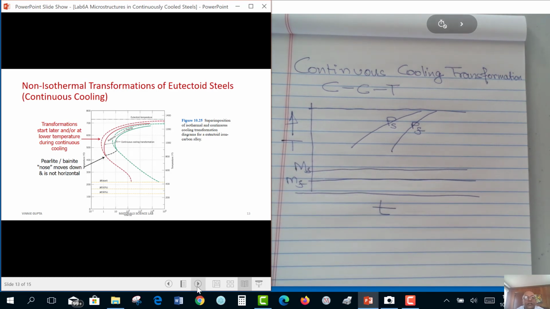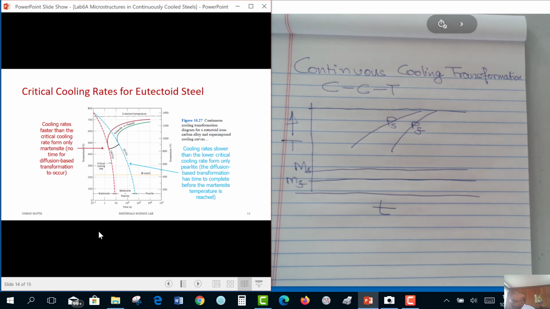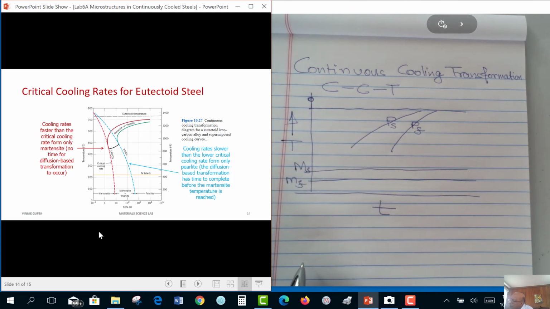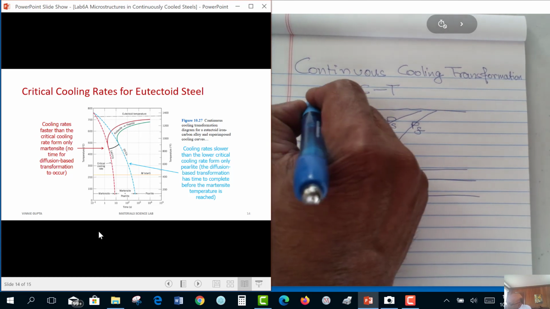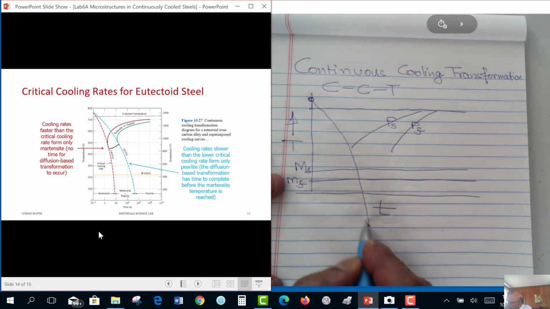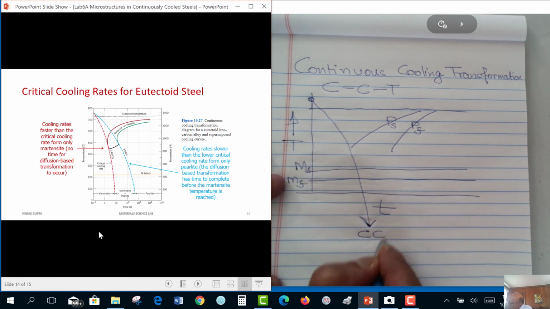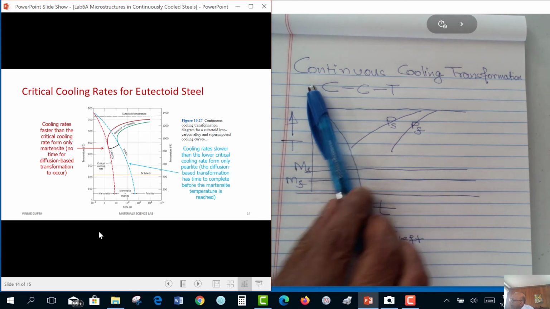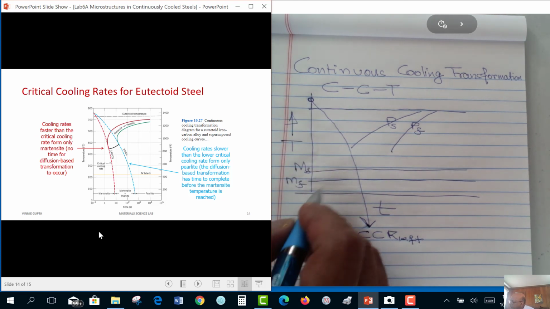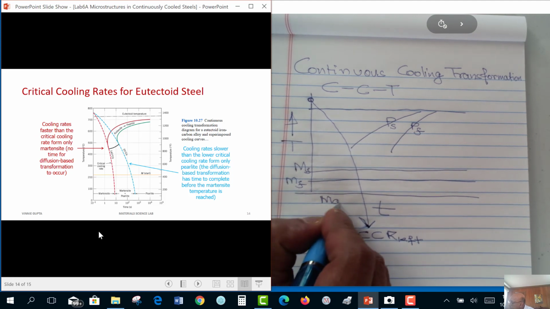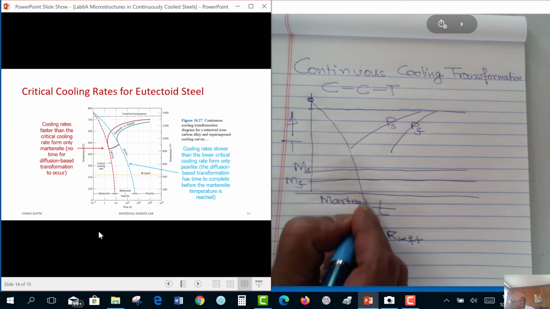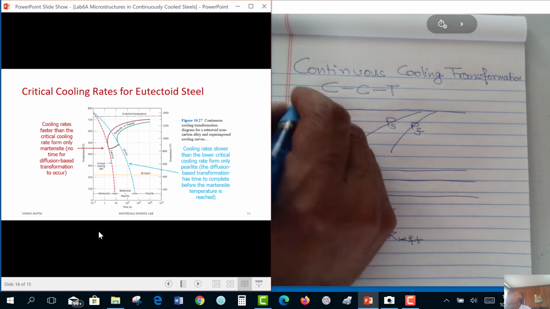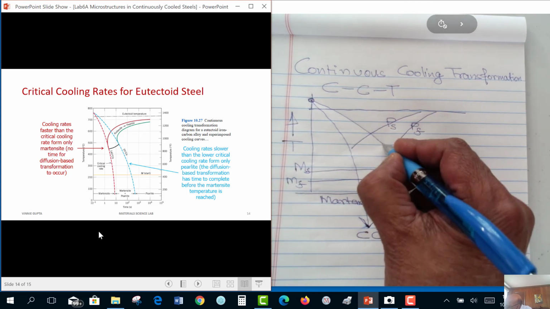Okay, so let's see why we need only the top half of the C. Let's suppose we have austenite at this temperature and we are cooling. Then there are two critical cooling rates. One is this critical cooling rate on the left. If we cool any faster than this rate, we will always form martensite. So anything faster than this rate, only martensite. Then the next critical cooling rate is like that.